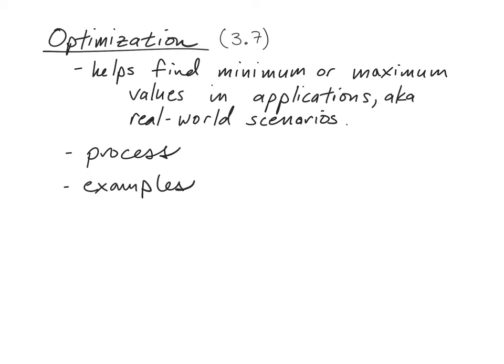So in this lesson, we will talk about the process of how to optimize and examples of optimization, but I want to make this point. This is one of the most applied things that you can do with calculus. It works with real world scenarios and helps find minimum or maximum values. So I like to think that this would be real world helpful at some point. Let's take a look at how optimization works.